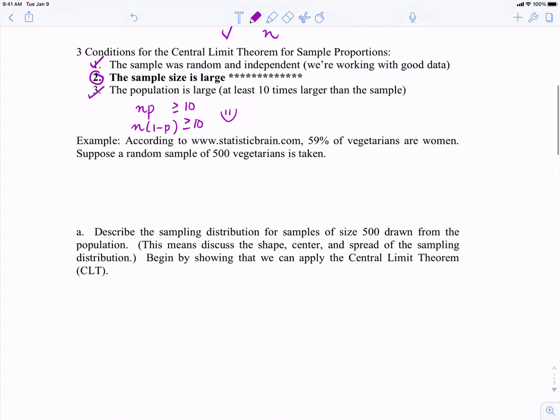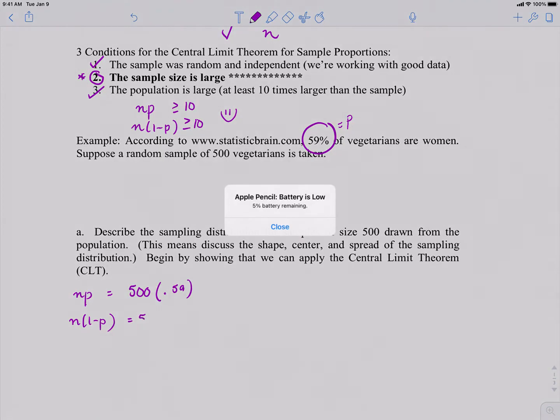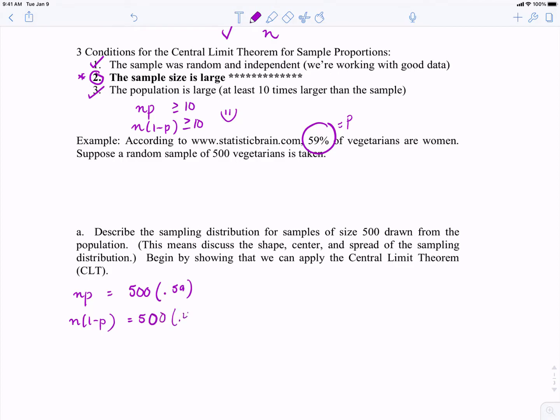So again, the only condition that you have to check is that your sample size was large enough. So we're going to start by showing that n times p and n times 1 minus p are both greater than 10. So n is our sample size, 500. p is the population proportion, which is given in the problem, 0.59. And n times 1 minus p would be 500 times 0.41. And you can either use a calculator or your good number sense, but these values are both greater than 10, so we can go ahead and do this problem.